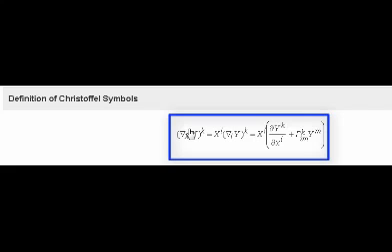Definition of Christoffel symbols: (∇_X Y)^k = X^i, (∇_i Y)^k = X^i (∂Y^k/∂x^i + Γ^k_im Y^m).